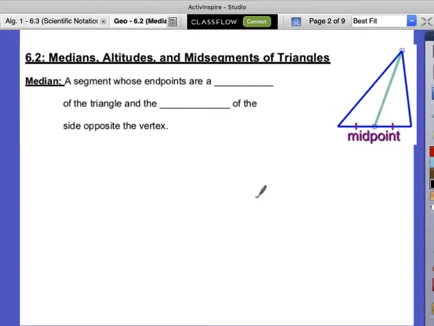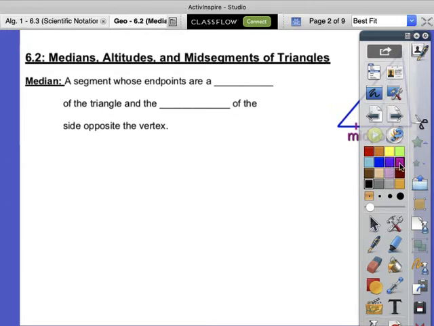So, these are other different parts or properties of a triangle, so to speak, okay?